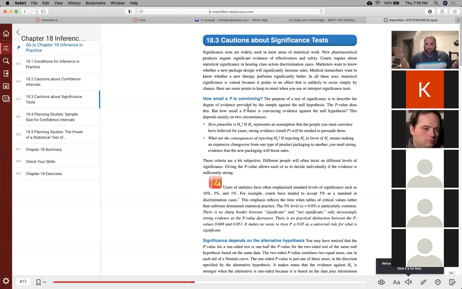And the question is, how small a p-value do you take? So the general rule of thumb is that if they don't give it to you, then you assume it's 5%. But is 5% always appropriate? And the answer is no.